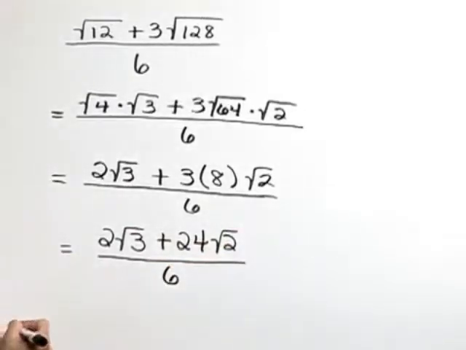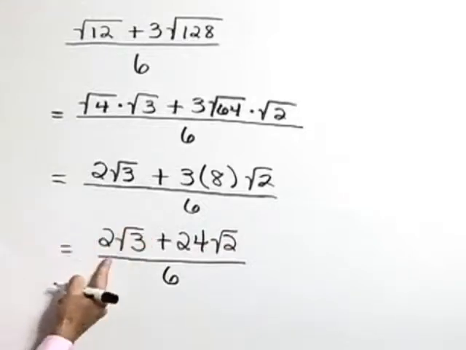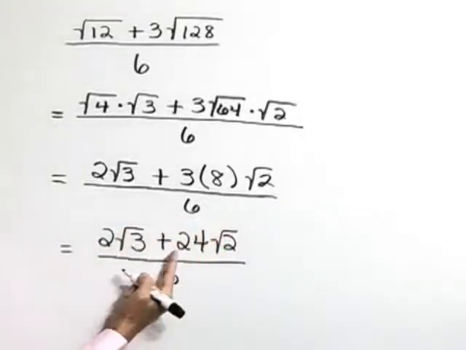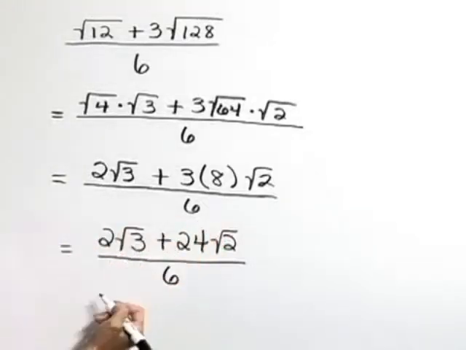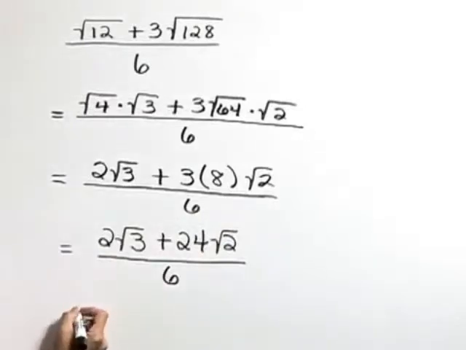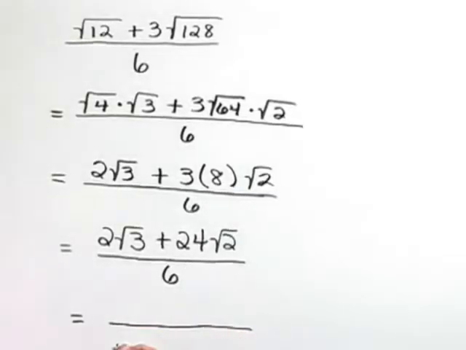But let's do one more thing here. Let's notice that each of our terms, both in the numerator and denominator, are even. They share a common factor of 2. So let's cancel out that factor of 2, and I'm going to show the factorization for that.